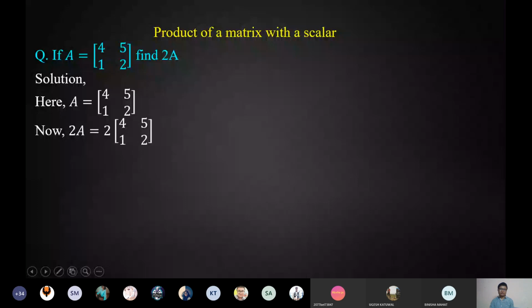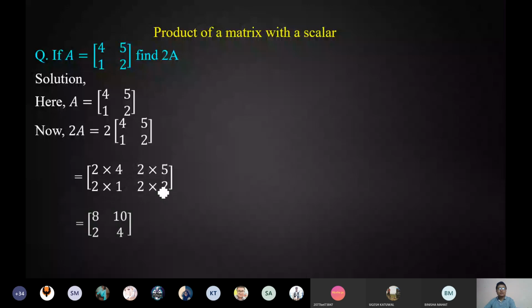Just do it fast. Okay, now you need to multiply all the elements here. 2 times 4, 2 times 5, 2 times 1, and 2 times 2, it will be 8, 10, 2, and 4. I think you discussed such questions in class 8 also. This is not that difficult, but the product of a matrix with a matrix is something you need to pay attention to.